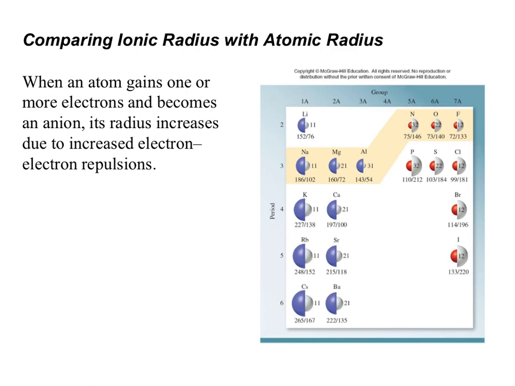When an atom gains one or more electrons and becomes an anion, its radius increases due to the increased electron repulsions.